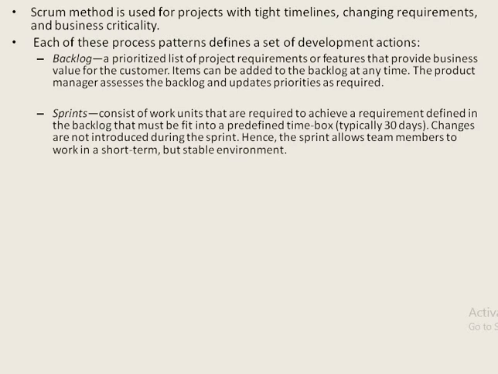Next comes the second action, that is sprints. Sprints consist of work units that are required to achieve the requirements defined in the backlog, that must fit into a predefined time box, and the time box is typically considered to be 30 days, that is 1 month. Changes are not introduced during the sprint period. They can be introduced either before or after the sprints. So the sprint allows team members to work in a short term, but a stable environment will be provided.